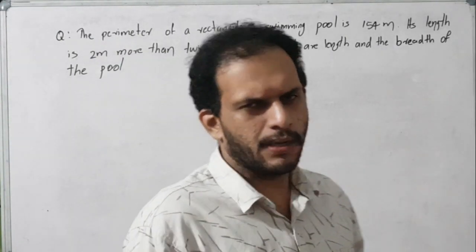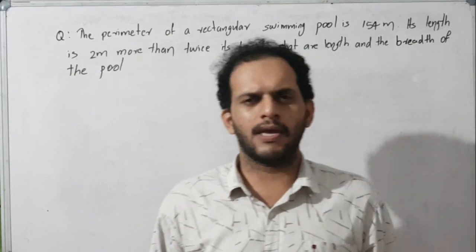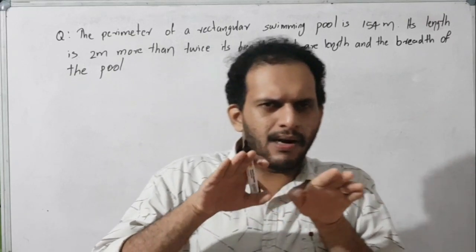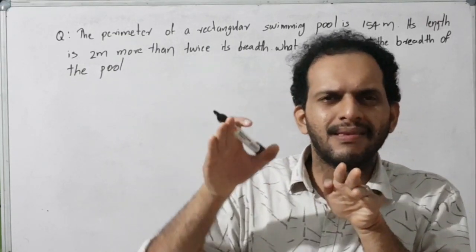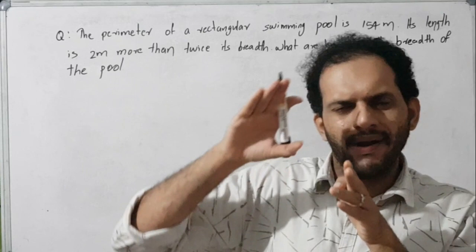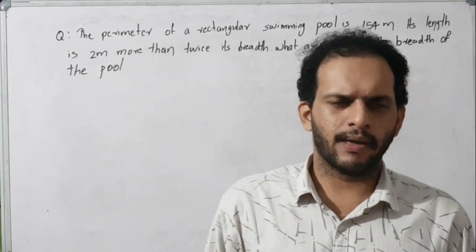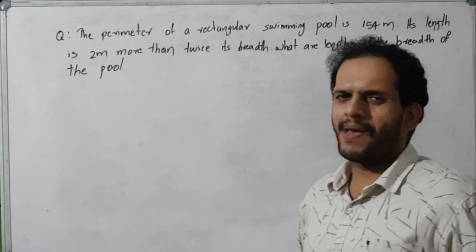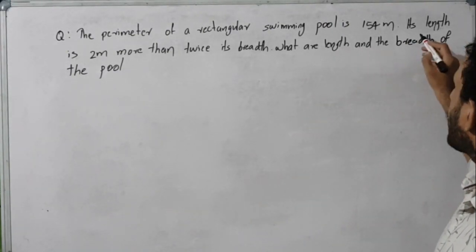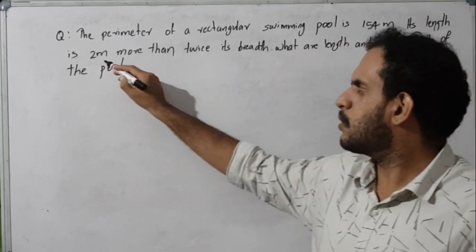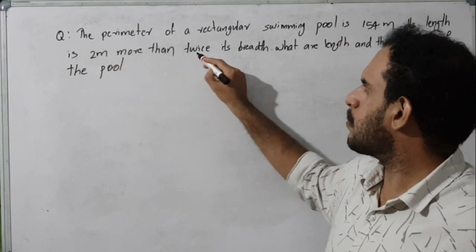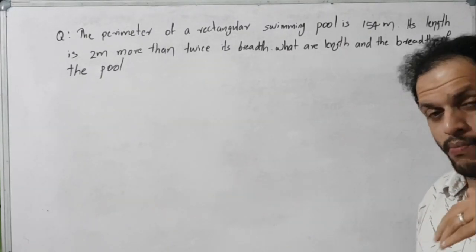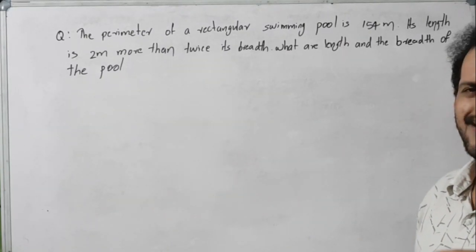What are the length and breadth? We need to find two things here. What are they? Length and breadth. We already learned it: if we need to find two things in a question, one is said on the base of the other. Here, which one is based on the other? Here it is saying: its length is 2 meter more than twice its breadth. Correct?